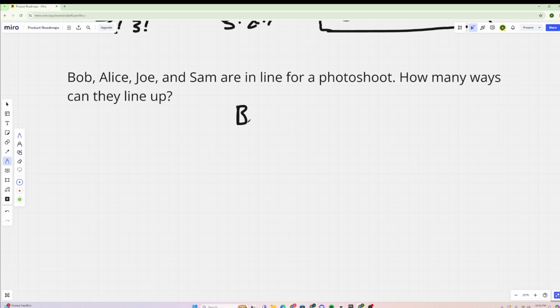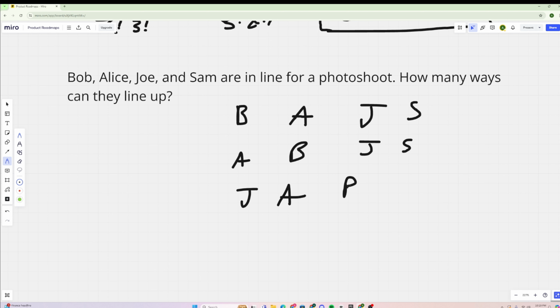So Bob, Alice, Joe, and Sam. How many ways can they line up? Well, Bob, Alice, Joe, and Sam. Isn't this a different lineup, right? If Alice and Bob switch, right? So Joe could be the first person, right? So I'm thinking that the order does matter, right?